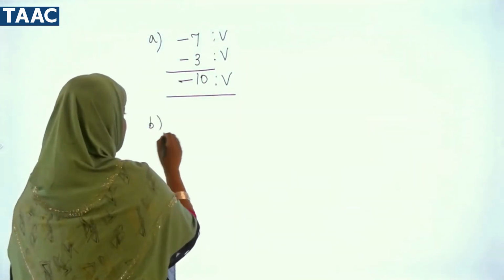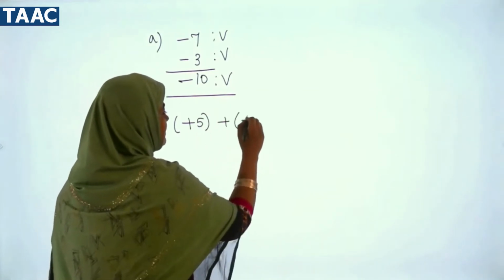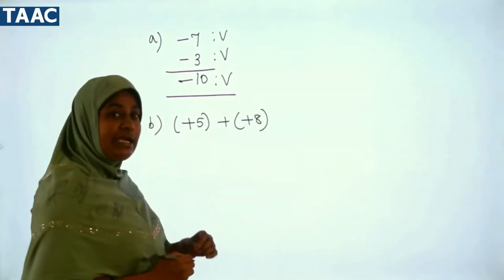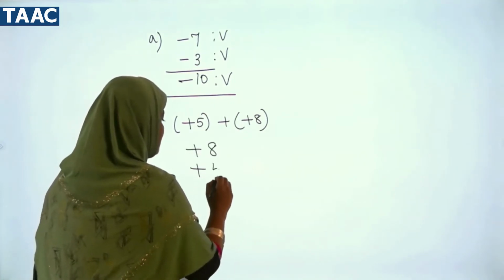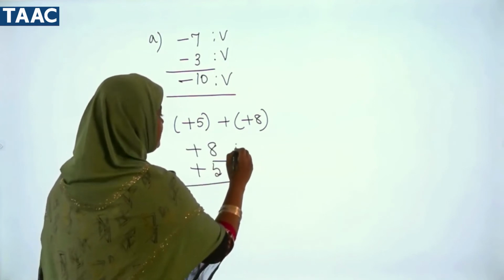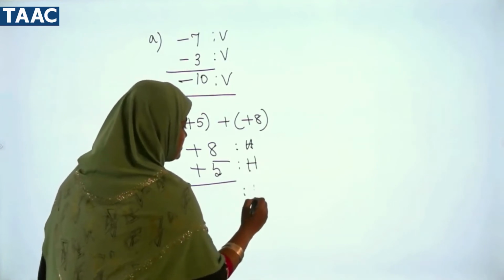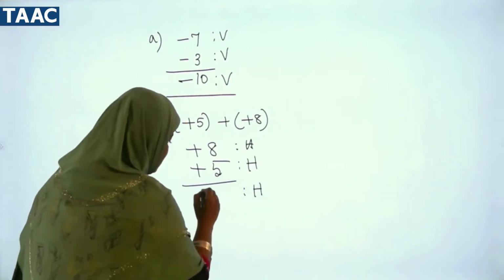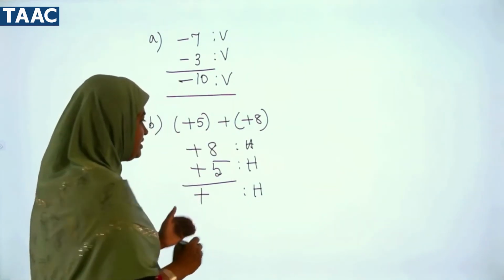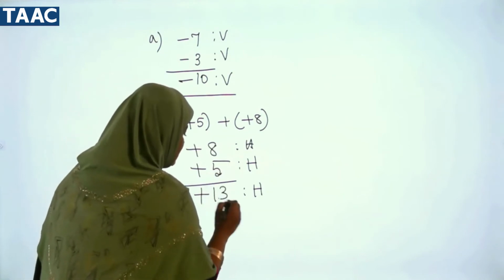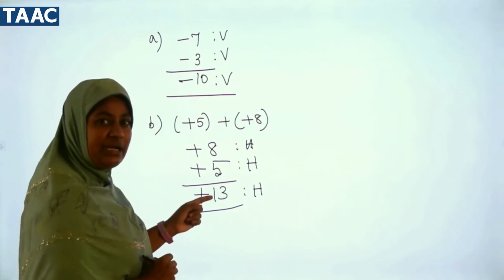Now coming to the second one, I am taking plus 5 plus 8. As I told you already, write the greater number first. So plus 8, and I am writing plus 5. Now you see here, plus means hero, again plus means hero. So our answer will also have hero. Hero means positive sign. We know heroes and heroes are not going to fight. So we will add the heroes. So 8 plus 5 is 13. So according to our concept, same sign means put the same sign and add the numbers.